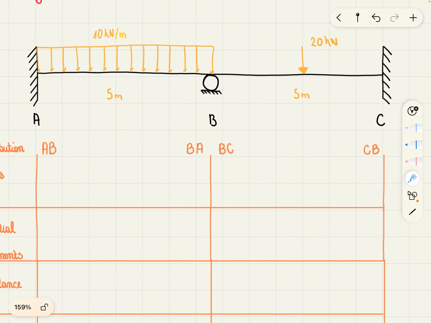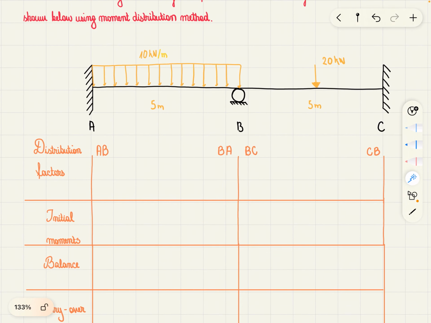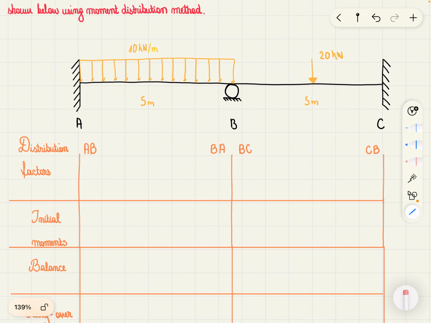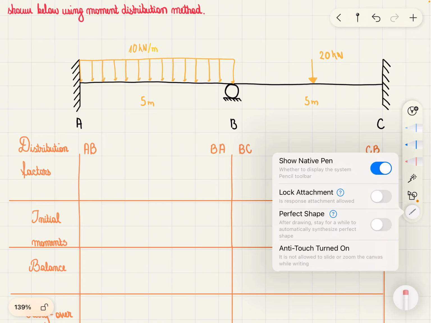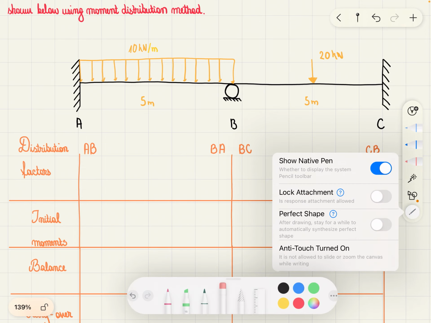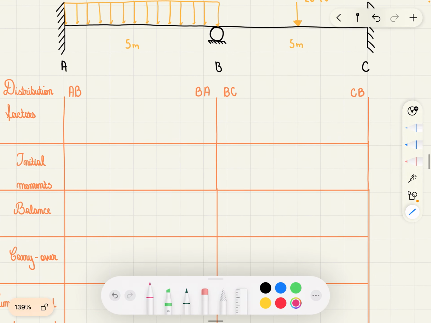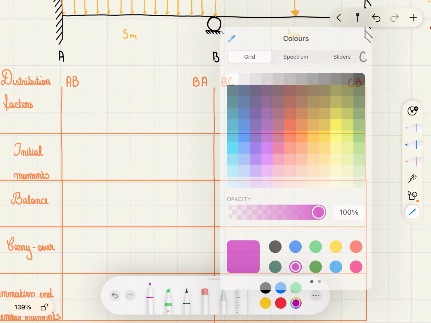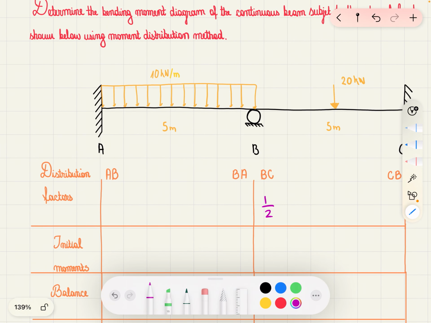To fill out this table, first we fill out the distribution factors. These basically distribute the nodal moments at B into BA and BC, but right now we can tell it's going to be 1/2 because it's just in half, like a symmetrical shape, although this is not always the case. So let's fill this in. 1/2.